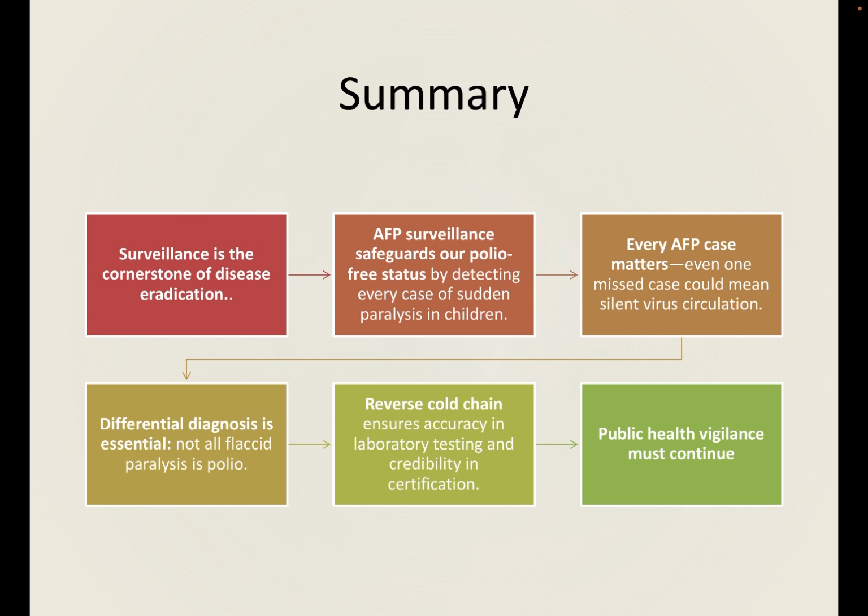Now, to summarize, surveillance is the cornerstone of disease eradication. AFP surveillance safeguards polio-free status by detecting every case of sudden paralysis in children, whichever case it may be. Even one missed case could mean silent circulation of the virus in the community, which can cause drastic consequences. Any case of AFP does not mean that it is always polio. We have to look for other differential diagnoses, and we have to remember something called the reverse cold chain, which facilitates this. Remember, whether there is zero polio case or 100 polio cases, we have to maintain public health vigilance, and it must continue.